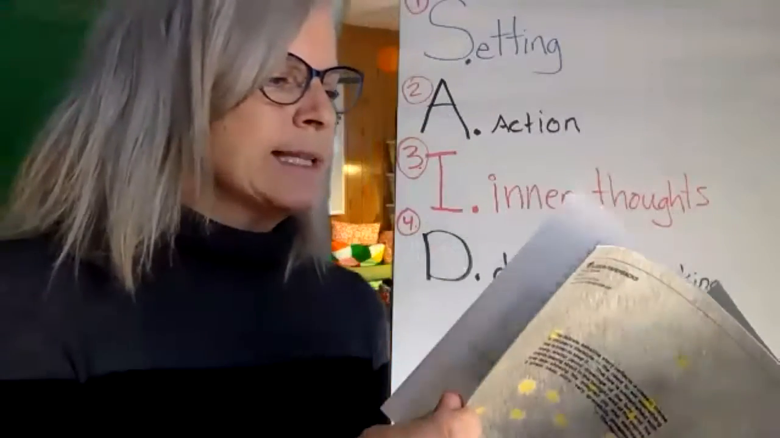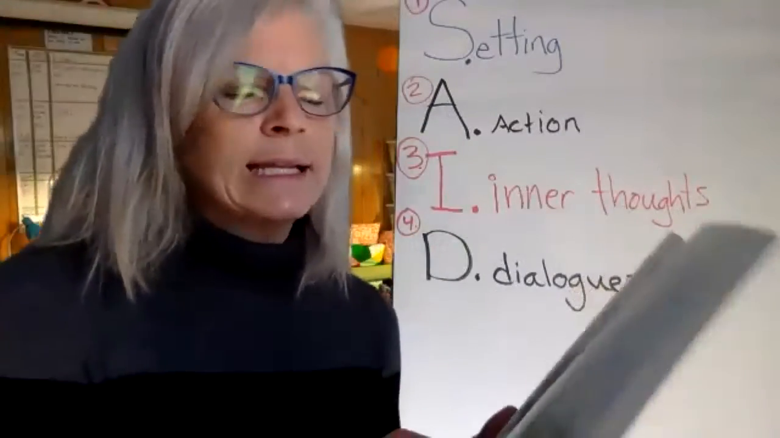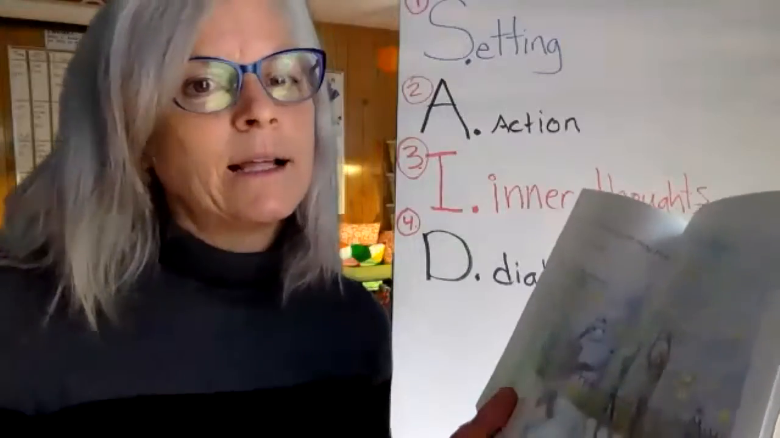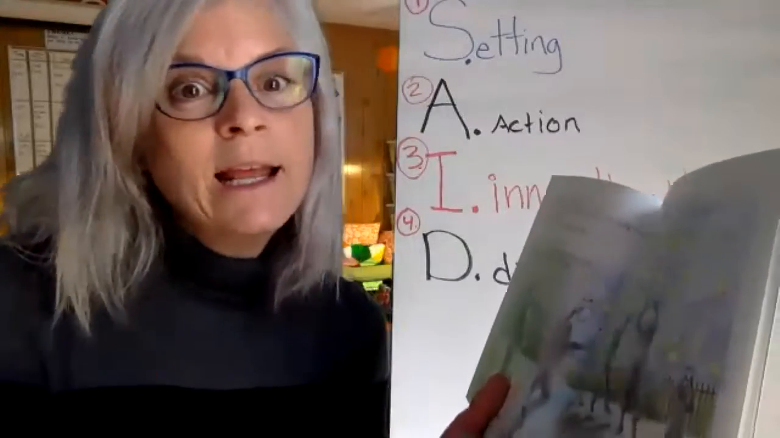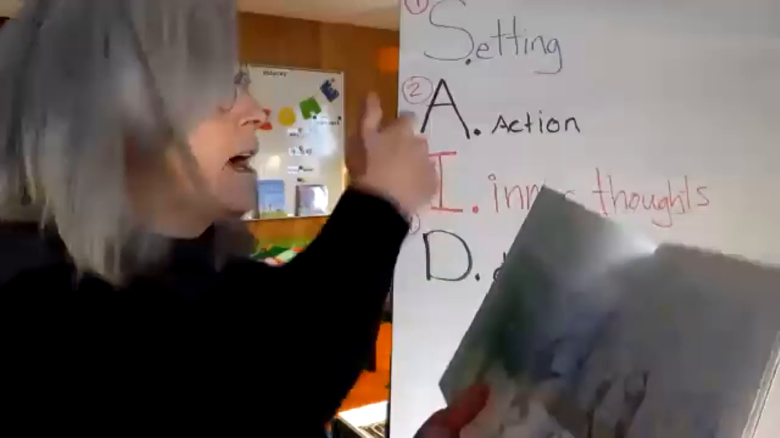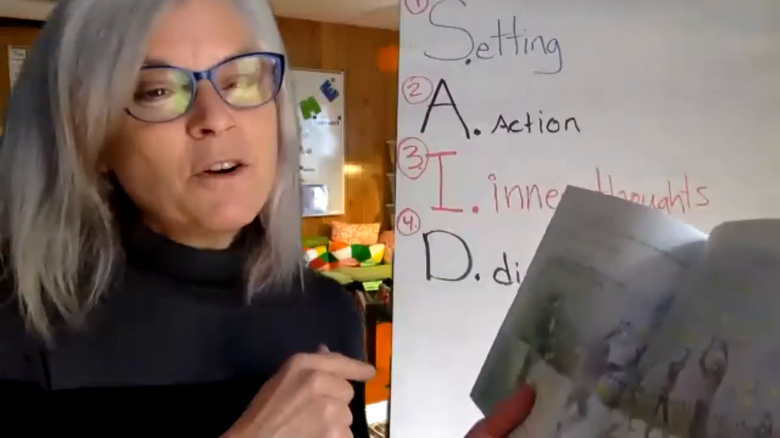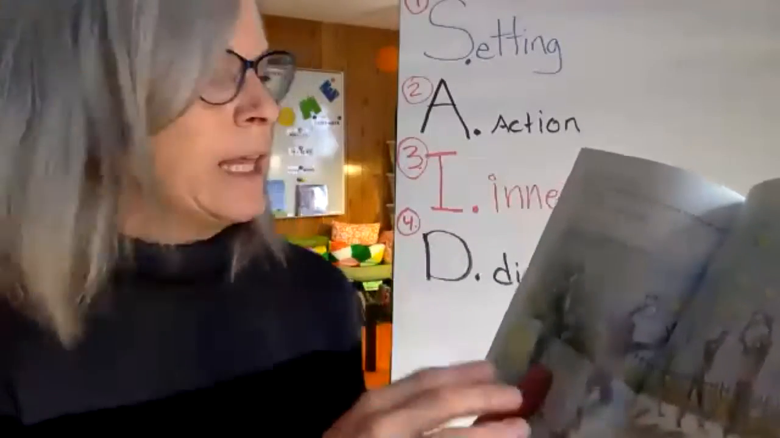So you see that there's a little bit of action, little bit of setting, little bit of inner thought, little bit of dialogue, and again, action, setting, inner thought, dialogue. S-A-I-D writing. It doesn't have to go in that order, but you have to have those all in there.